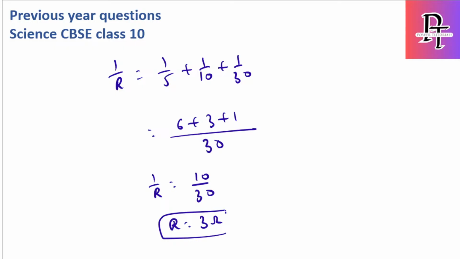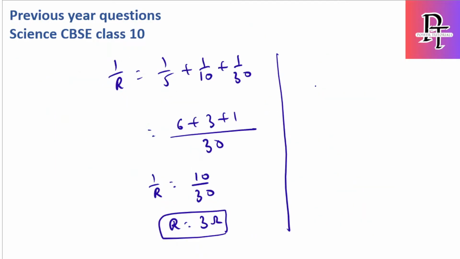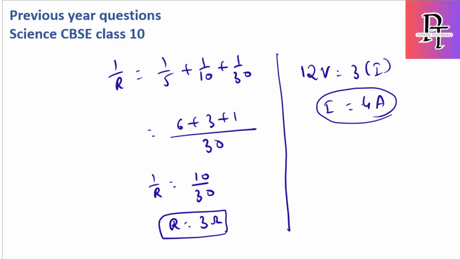Voltage is how much? Okay, voltage is 12 volts. So 12 volts is equal to 3 into I. So total I effective should be equal to 4 amperes. Now we need to just check and add I1 plus I2 plus I3. I should get 4 amperes.